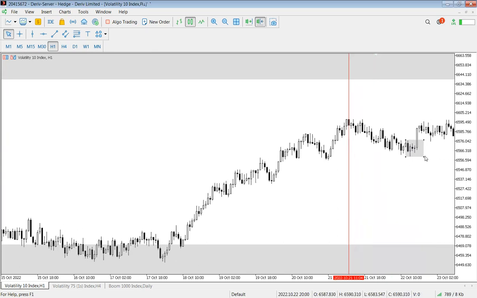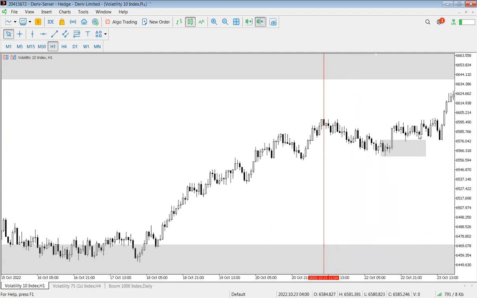Now, this is what price did. Price bounced at this side. Why did this low bounce at this side? It is because price broke this side with speed. That is why price pushed down to this extent before pushing up.